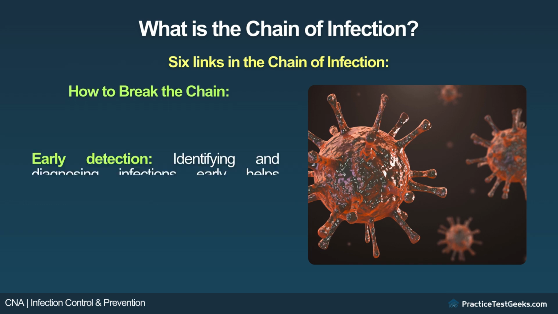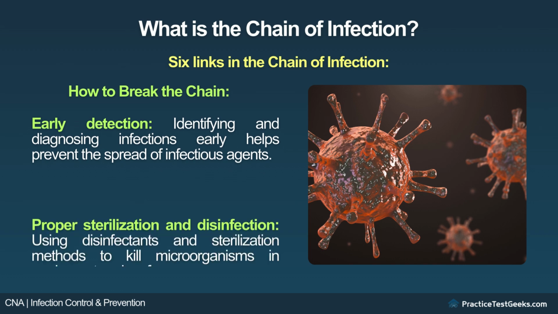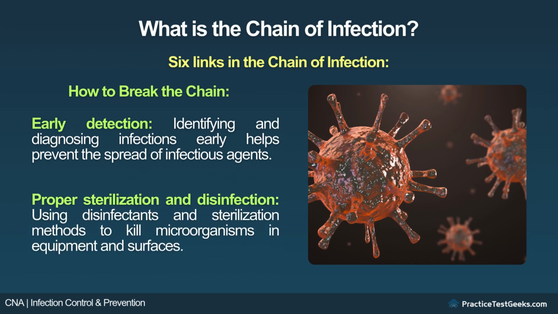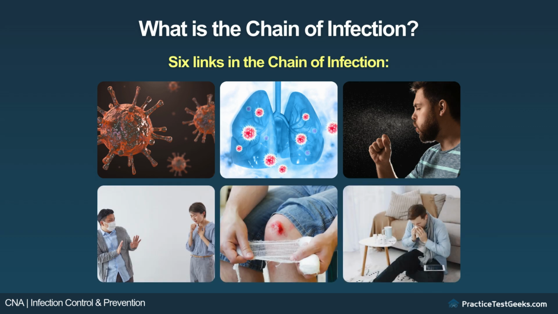How to break the chain. Early detection. Identifying and diagnosing infections early helps prevent the spread of infectious agents. Proper sterilization and disinfection. Using disinfectants and sterilization methods to kill microorganisms in equipment and surfaces. Now that we've covered the source of infection, let's move to the next link.